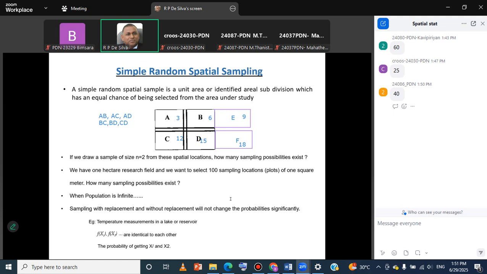How many combinations? Your total number is 6. You take 2 out at a time. So 6 factorial, 6 into 5 into 4 into 3, and then you take 2 out, 2 into 2, 4. So 6 into 5, 30, 30 into 3, 90, 90 into 2, 180, 180 divided by 4. So you have 45 combinations possible if it is both sides.